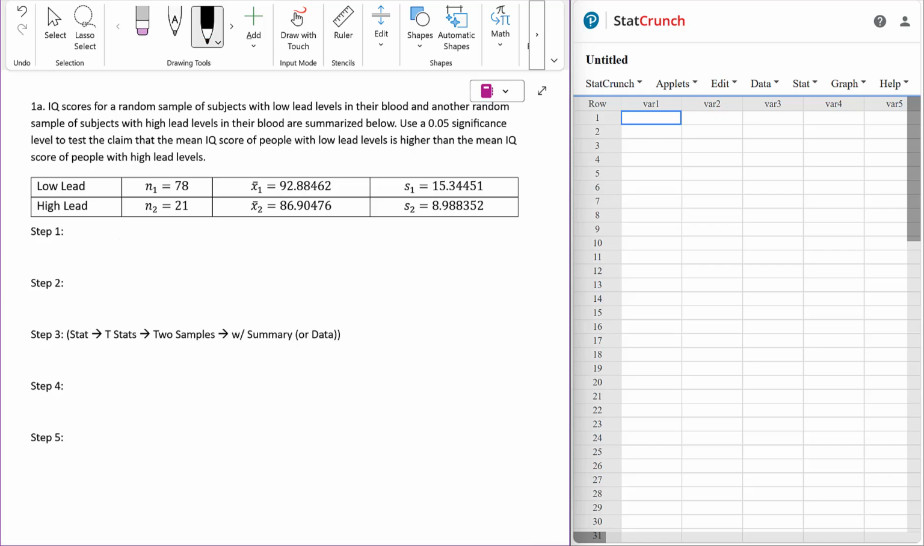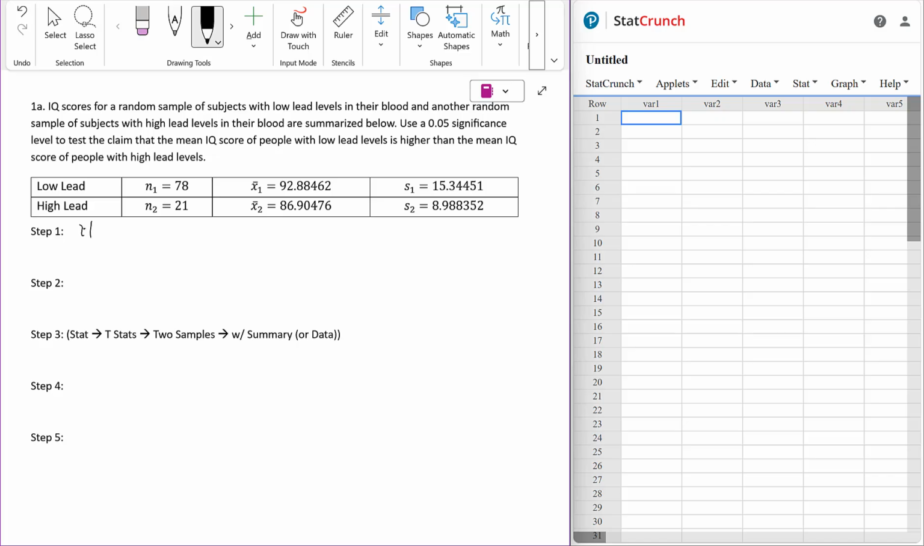So for number 1, IQ scores for a random sample of subjects with low lead levels in their blood and another random sample of subjects with high lead levels in their blood are summarized below. We want to use a 0.05 significance level to test the claim that the mean IQ score of people with low lead levels is higher than the mean IQ score of people with high lead levels.